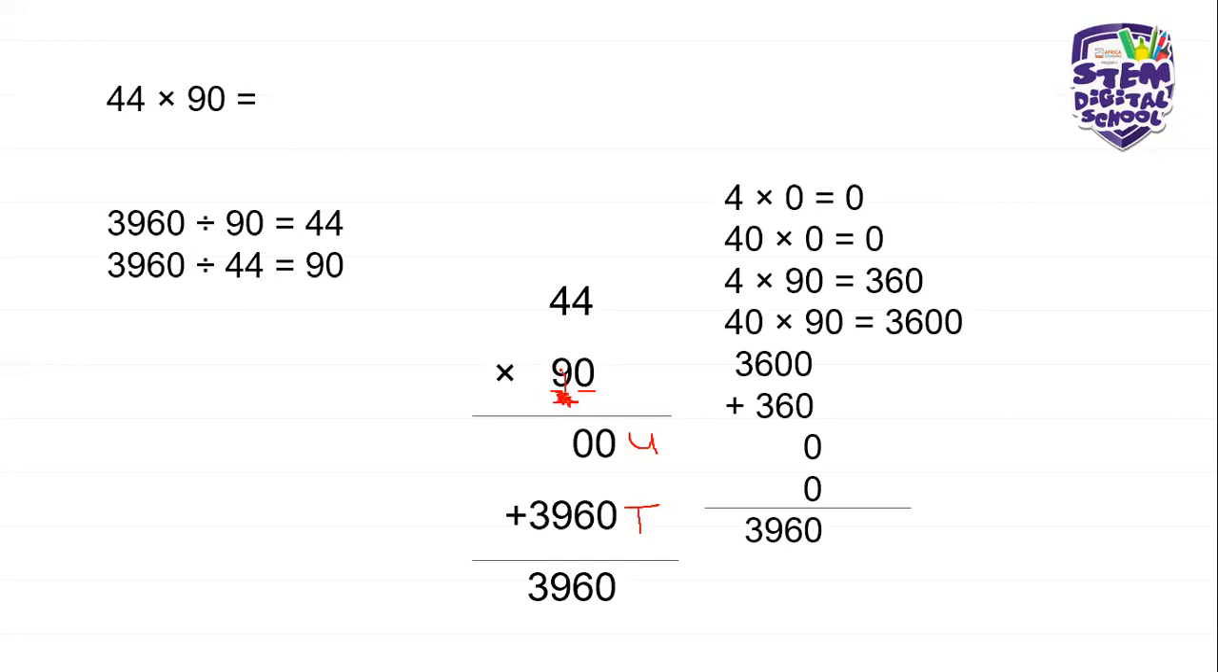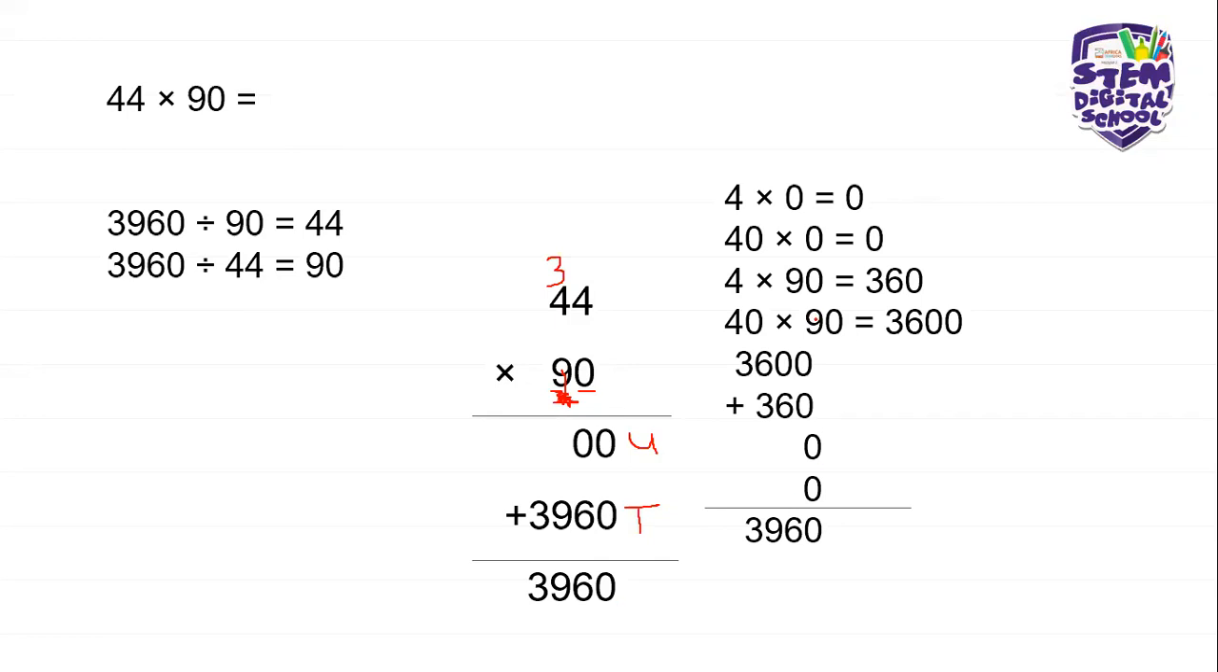So we say 9 times 4 is what? 36. So we drop the 6 and we write the 3 on top. Then we say 9 times 4 is 36 plus 3 is 39. And then we add: 0 plus 0 is 0, 0 plus 0 is 0, and there's nothing to add, so the answer is 3,960. That is our answer.